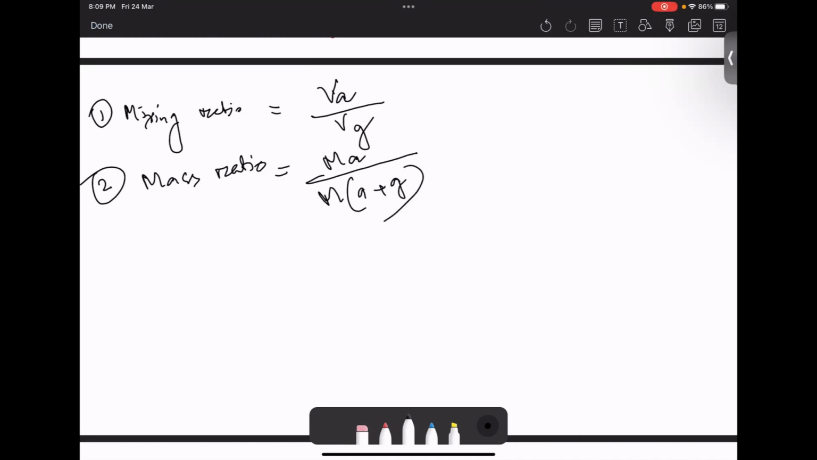Now the question says the mixing ratio is given as 0.3 and the mass ratio has to be found out, given that the ratio of the density of abrasives to the density of the carrier gas is 15. So if these two things are known, you have to find out your mass ratio. It's a pretty simple question. Give it a try and then we'll discuss.